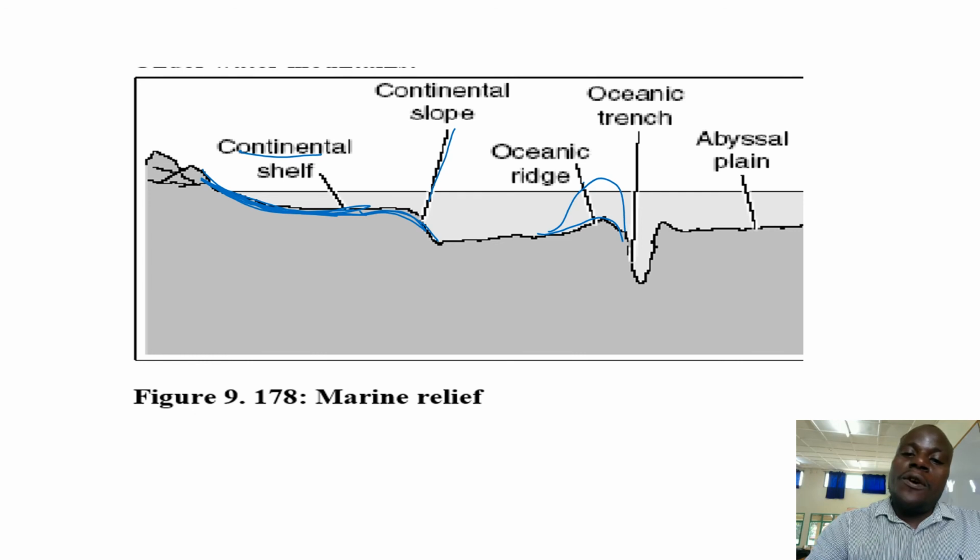And after you go very deep into the sea, this part which goes very deep, we have called the oceanic trench. And the other extensive part, an extensive plain but also submerged, we have called the deep plain or abyssal plain.